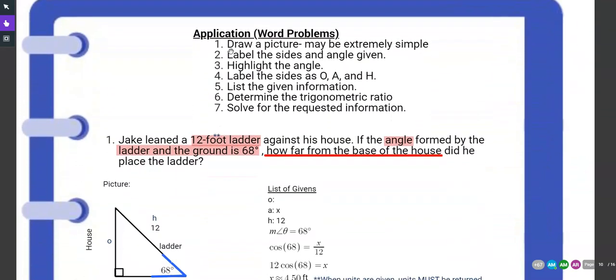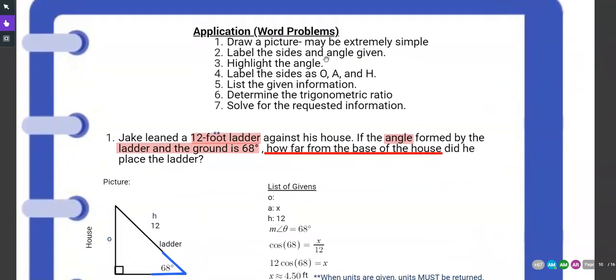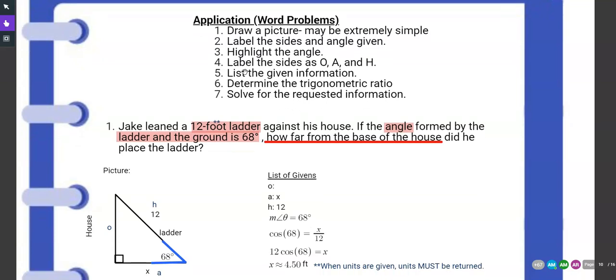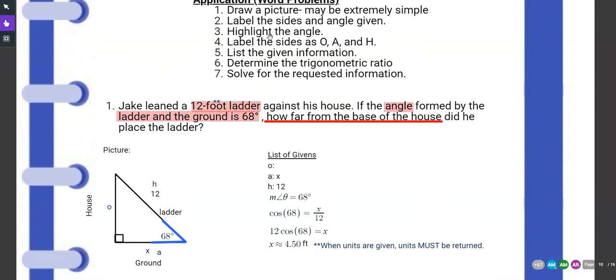Right, so in our application problems, the only two things that we're adding are draw a picture, which can be extremely simple, and label the sides. We're going to highlight the information as well, highlight the angle, label the sides O, A, and H, list the given information, determine the ratio, solve for requested info.